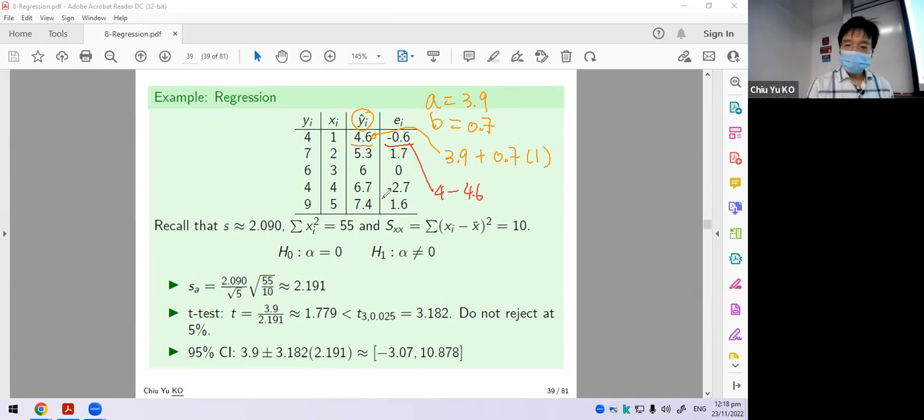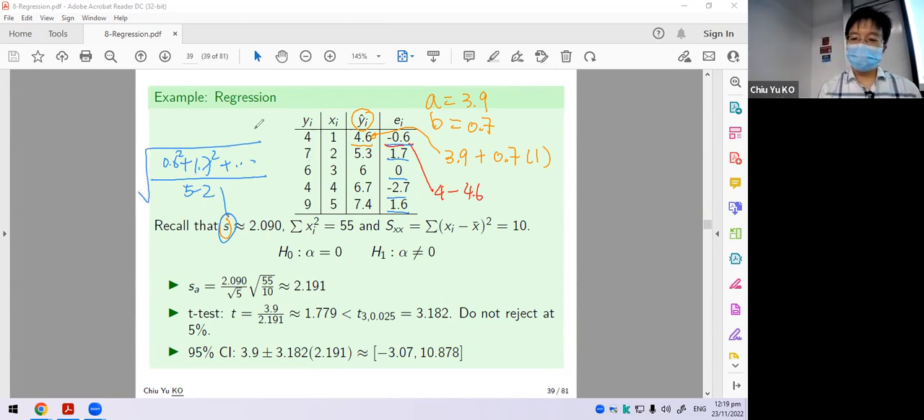And the next is how you get this S, right? This S is simply, you just square each item there, right? So basically coming from 0.6 squared plus 1.7 squared, and so on and so forth, over 5 minus 2. We have 5 data points minus 2, and you take a square root. That gives you the S, okay?